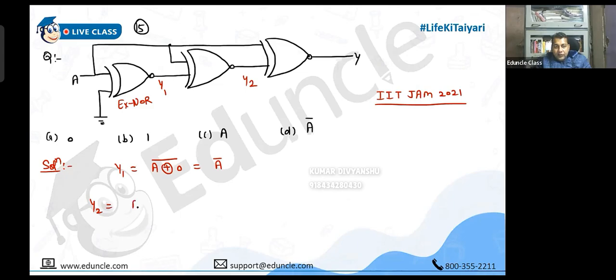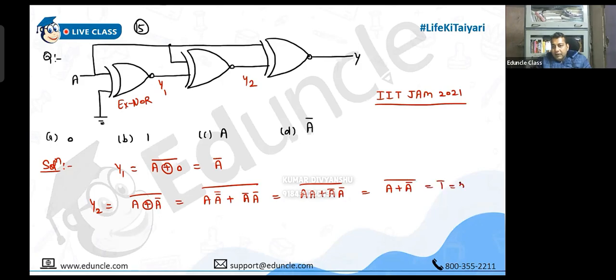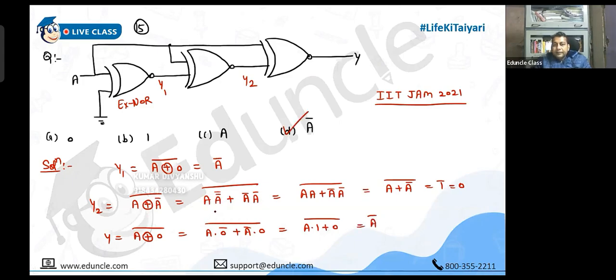Y2 will be A exclusive NOR A bar, then bar. So it will be A plus A bar, whole bar. Can I write this as (A plus A bar) bar? This will be 1 bar, that is 0. So if Y2 is 0, then Y will be A exclusive NOR 0, which is A into 0 bar plus A bar into 0, that is A into 1. That is A bar. Please check. Clear?